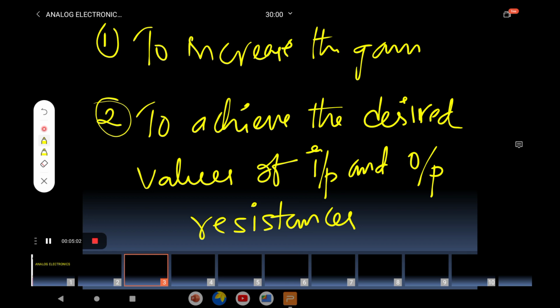That means, if you go for input resistance, it must be high in some cases. There may be cases where some values are required. Output resistance must be low. Such applications are also achieved with the help of a multi-stage amplifier only. So that is the second reason.